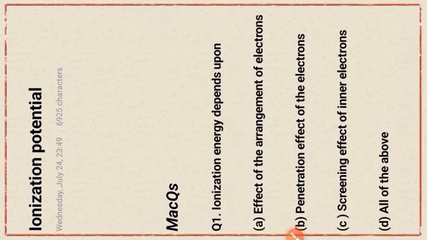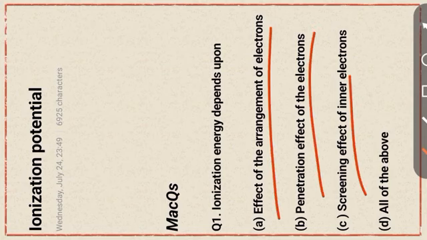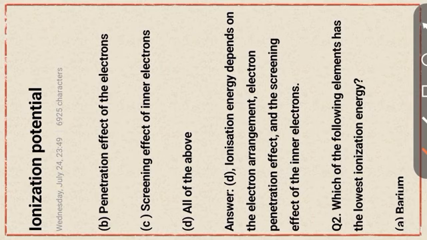Next, some important MCQ questions. First question. Ionization energy depends upon options A, B, C. All of these are appropriate. That is, ionization energy depends on the electron arrangement, the electron penetration effect, and the shielding effect on the inner electrons.